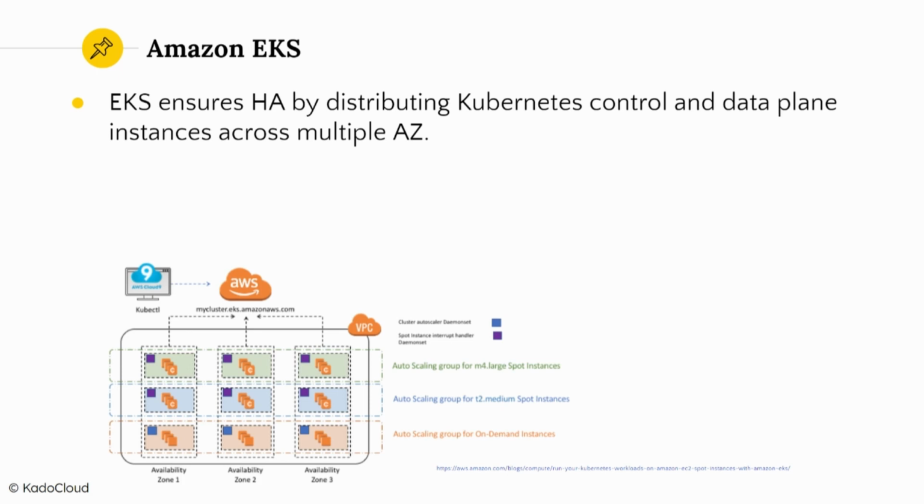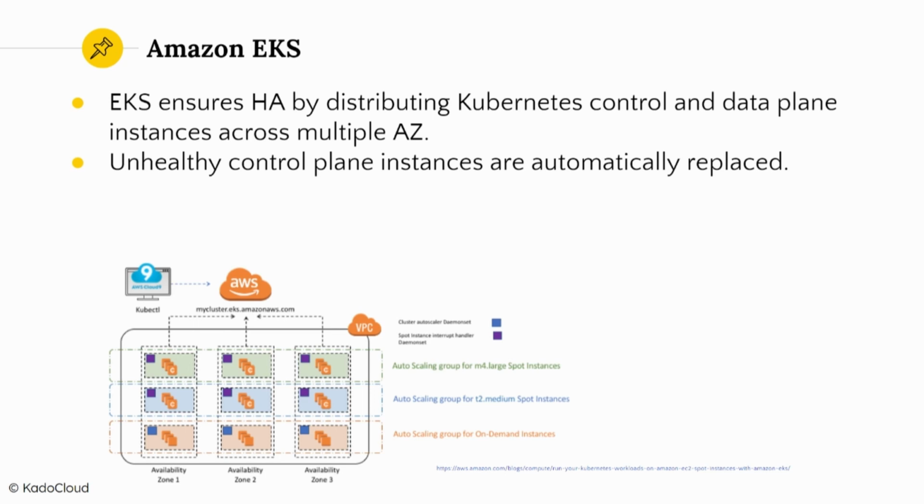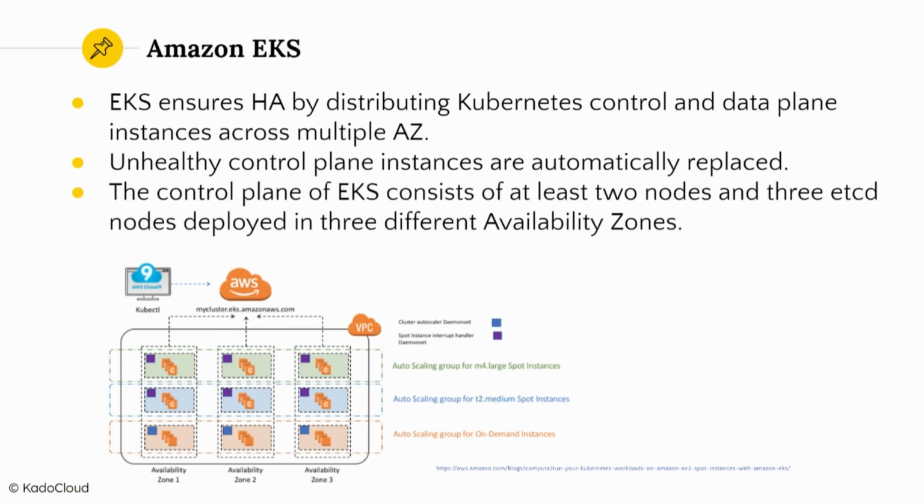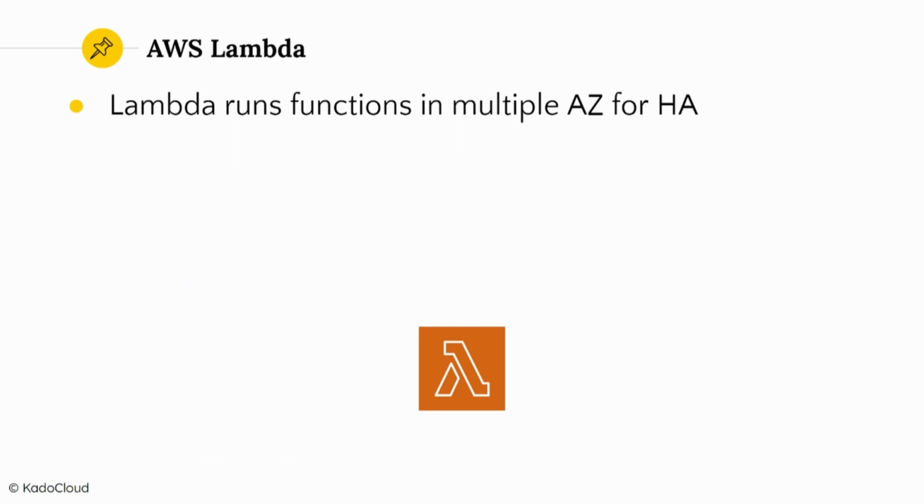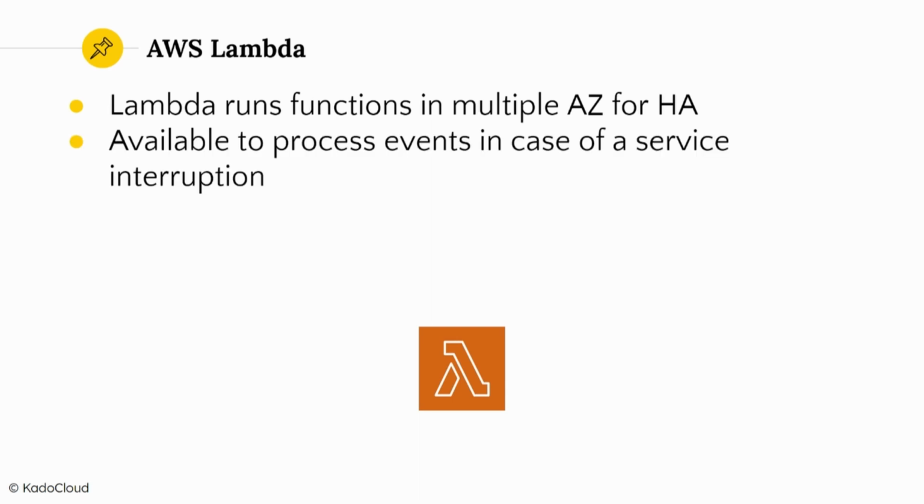With Amazon EKS, Kubernetes control and data plane instances are distributed across multiple availability zones for high availability. Amazon EKS automatically replaces unhealthy control plane instances and provides automated version upgrades and patching. The control plane is deployed across at least 2 API server nodes and 3 etcd nodes in 3 different availability zones within a region. AWS Lambda runs functions in multiple availability zones to ensure availability in case of a service interruption in a single zone.